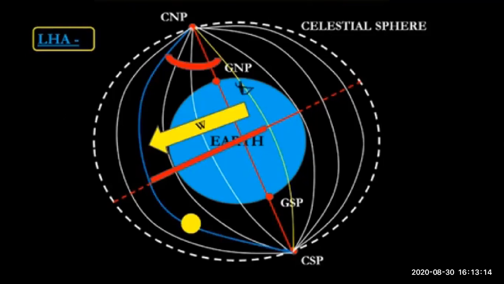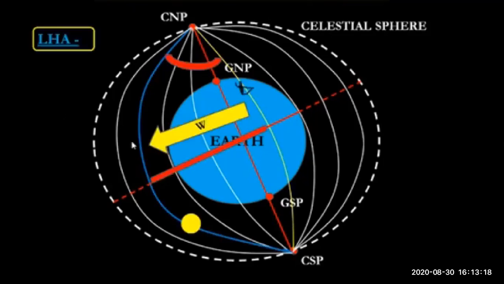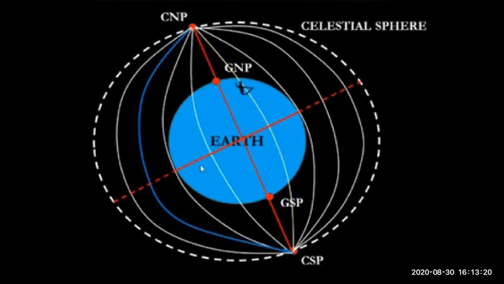Now let's see SHA. So for that, we need to understand what is first point of Aries and first point of Libra. So first, let's see what is first point of Aries. So this equinoctial is a 2D. We make this 3D diagram. So this is how the equinoctial will look like as a 3D great circle.